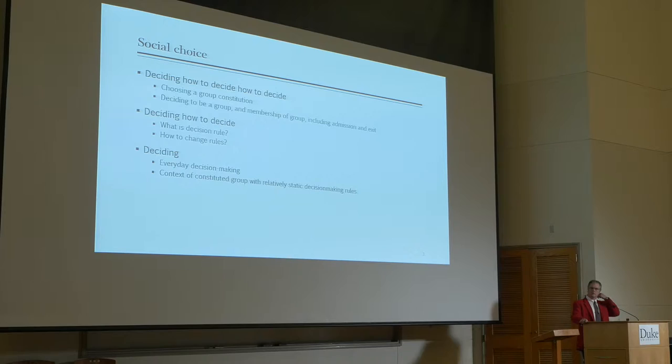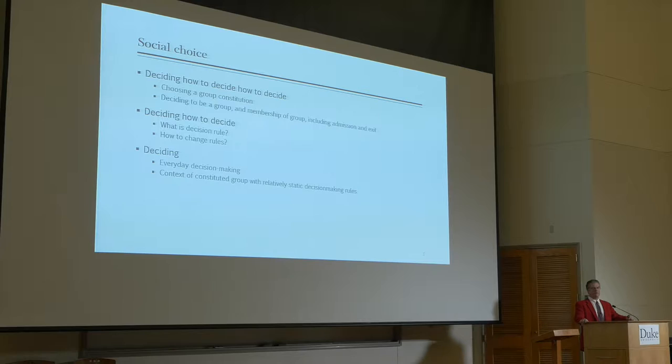Once we have constituted ourselves, and to the extent that this is either legitimate or simply accepted, we have to decide how to decide. Deciding how to decide means we have to choose decision rules, and we have to have a way to change the rules. So step one is choosing a constitution. Step two is within the constitution, choosing decision rules. And then step three is everyday decisions. Given the rules that we've decided on, we have to choose actual outcomes and policies. All three of these are involved in social choice.